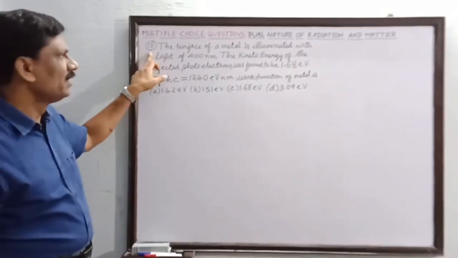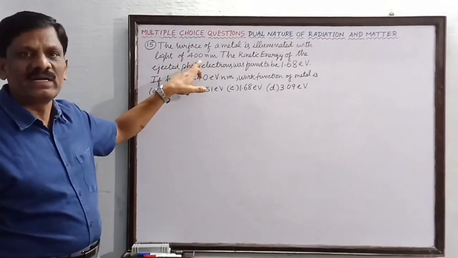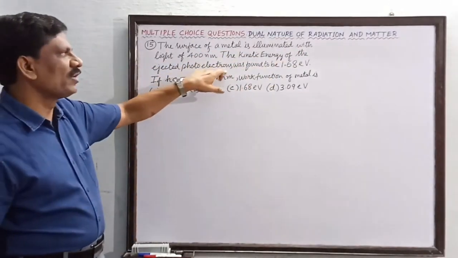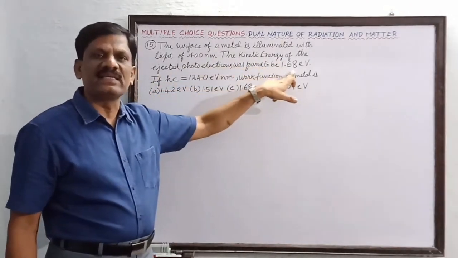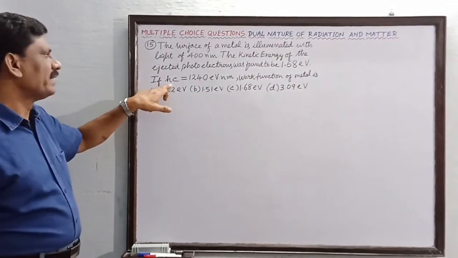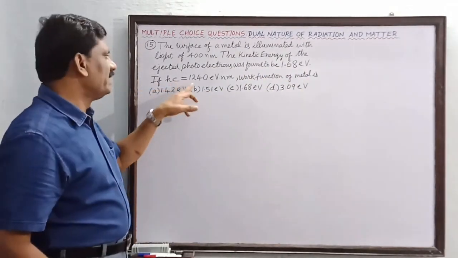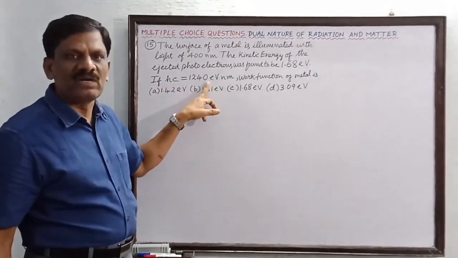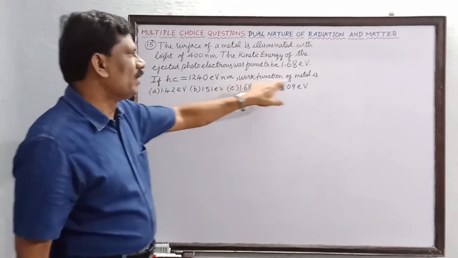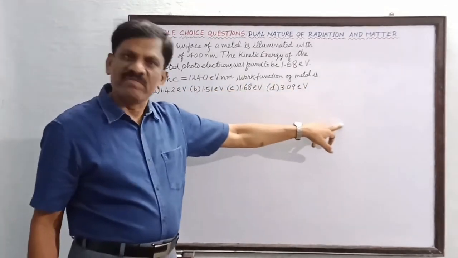Problem number 15. The surface of a metal is illuminated with light of 400 nanometer. The kinetic energy of the ejected photoelectrons was found to be 1.68 electron volt. If the product of Planck's constant and velocity of light, that is h into c, is equal to 1240 electron volt into nanometer, then the work function of the metal, which of the four values we have to find out.